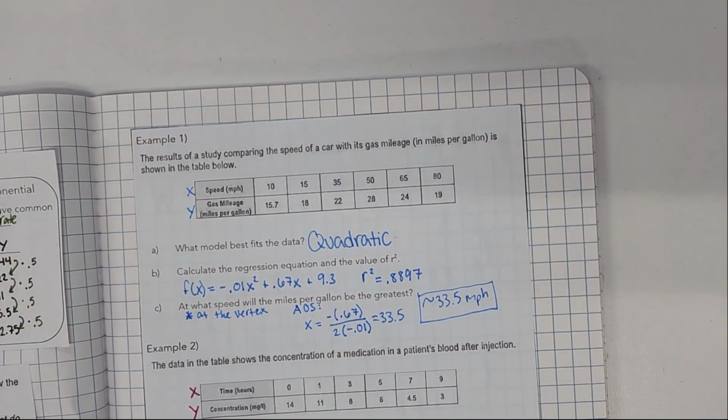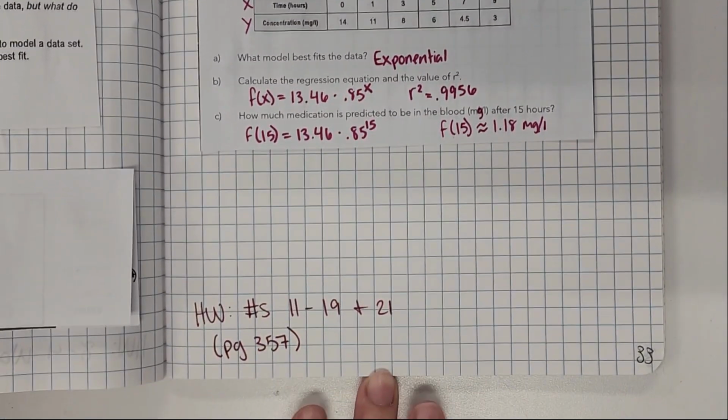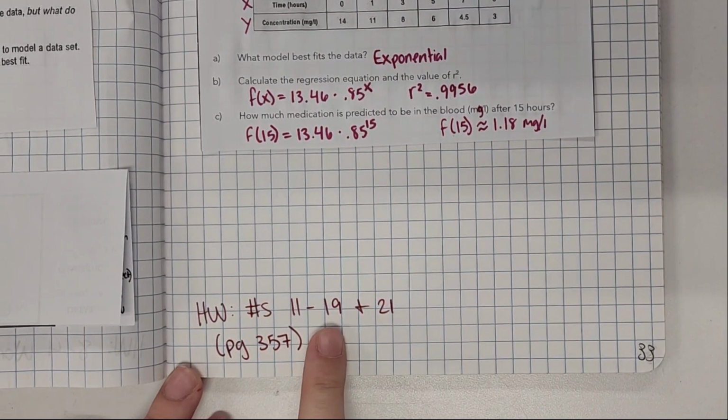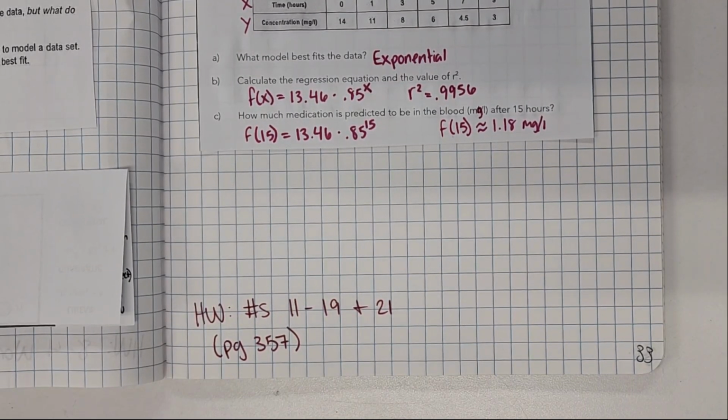There we go. And then our homework is going to be in section 8.5 in the textbook, practice questions 11 through 19 and 21, and that starts on page 357.